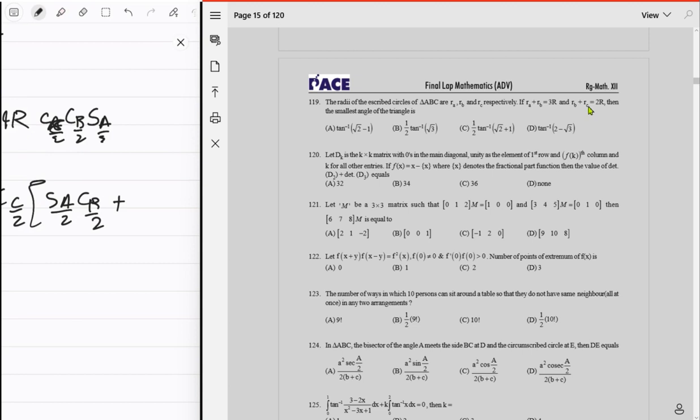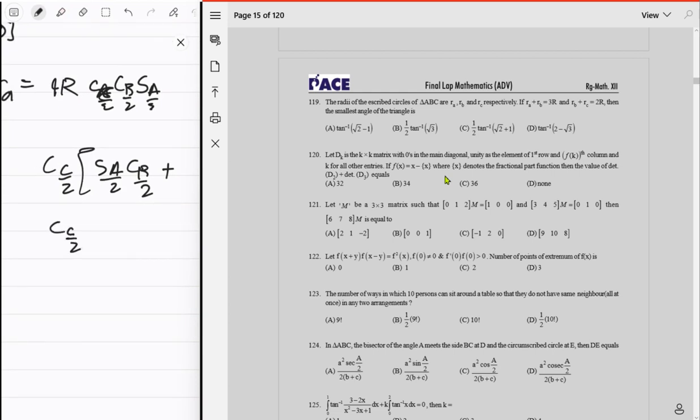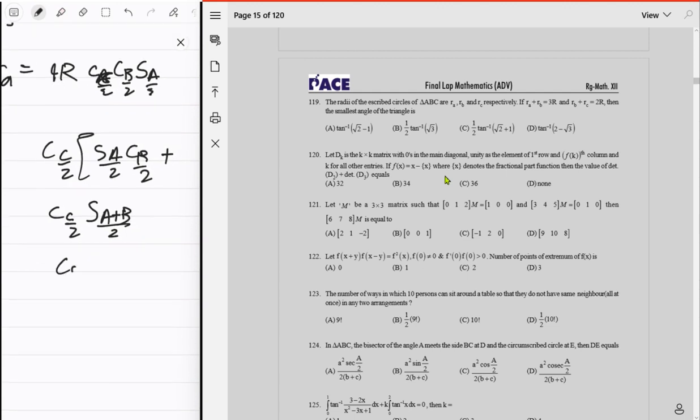स्मॉलेस्ट एंगल ऑफ ट्राइंगल्स, यू फिगर आउट. यहाँ पे क्या, साइन ए कोसाइन बी प्लस कोसाइन बी, वो हो जाएगा. So just get cosine C upon 2 and then like sine of A plus B upon 2, but that's just cosine C upon 2 because pi upon 2. So फिर cosine C upon 2 का square that is equal to 3 upon 4.